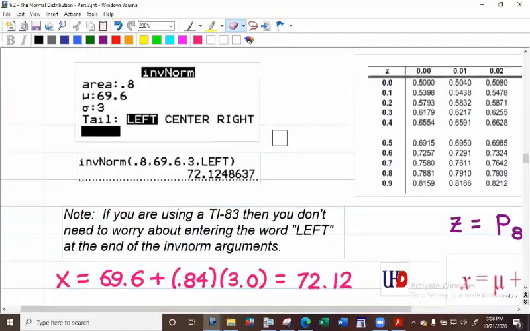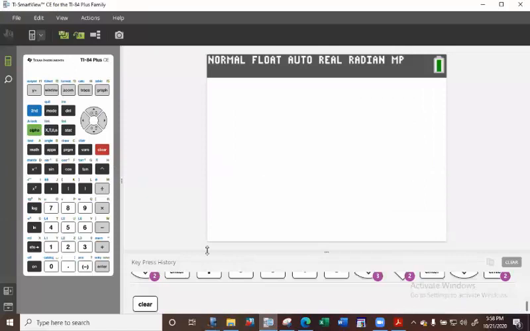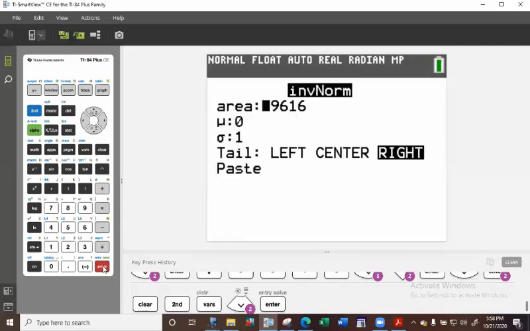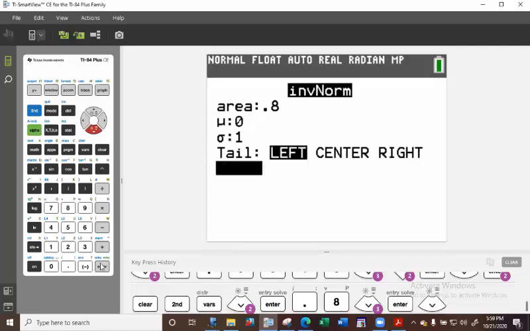Isn't that terrific? Now watch, I'll just do this one in the calculator. We go second, because you're going to see me do the inverse. I won't do it for the next one, but you're going to see me do the inverse norm again when we get to the homework, where I actually type it in. But I'll just do it for this one. The area was 0.8. It's 0 and 1 if you're just looking for the z only. I'll do it real quick. This is just going to give me that 0.84 number that I got from the chart, or close to it.